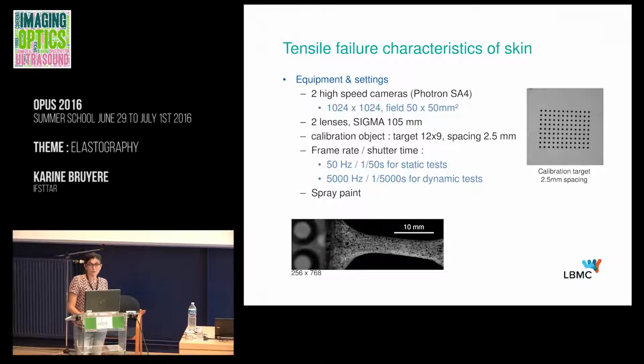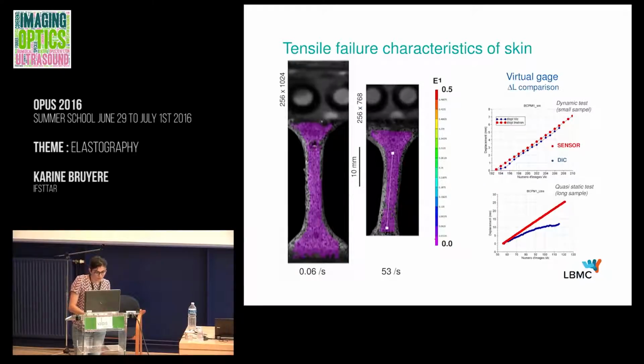The frame rate of the image recording is 50 frames per second for static tests and 5,000 for dynamic tests. Here are some illustrations of the video and the image, the strain field from image correlation for static tests. So you have at the bottom of the video the strain rate, and for the dynamic tests.